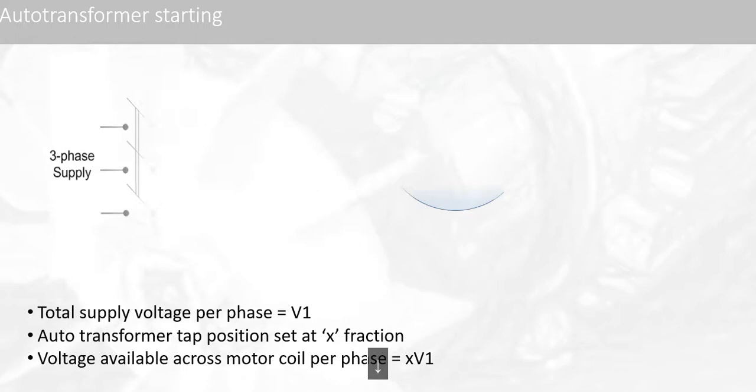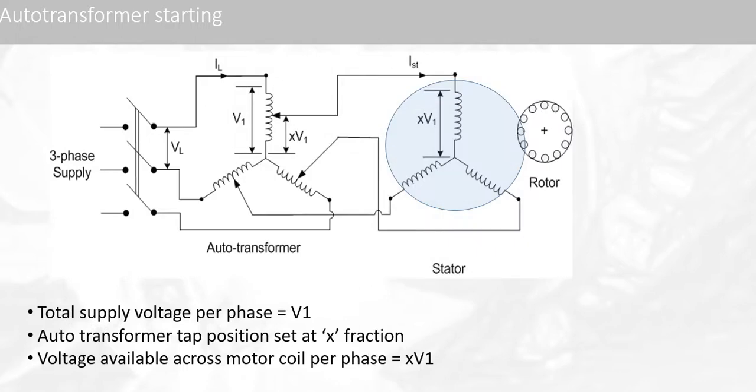And this is the diagram of the auto transformer starting. Here a three-phase auto transformer is connected between the main terminal and the motor terminals of the induction motor. Here at the motor terminals we apply X into V1, where V1 is nothing but the supply terminal voltage. Only this portion is applied here, so that the total supply voltage per phase is equal to V1.